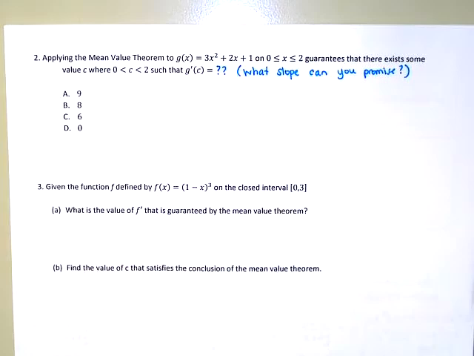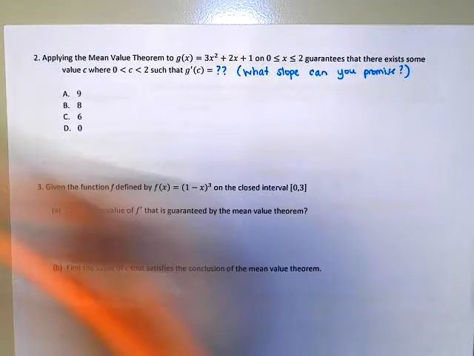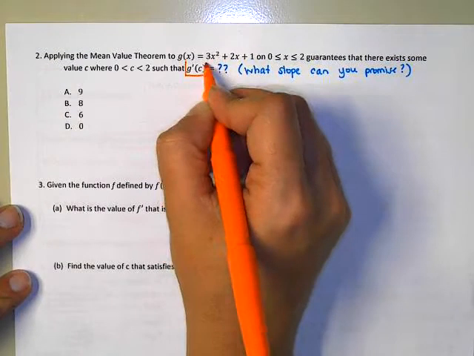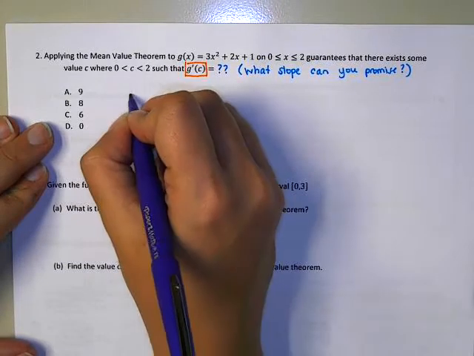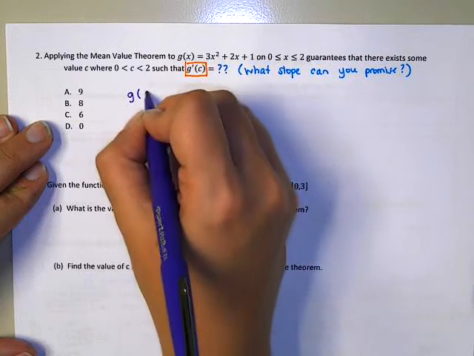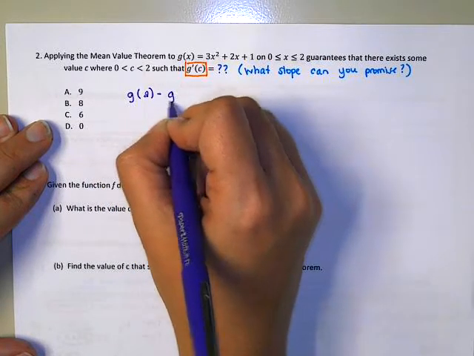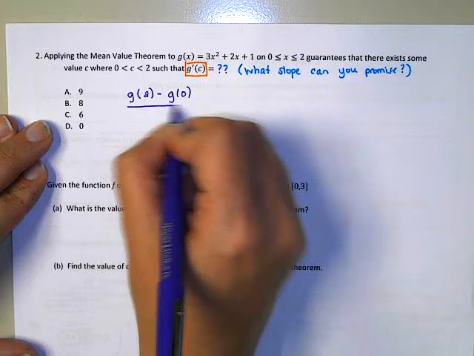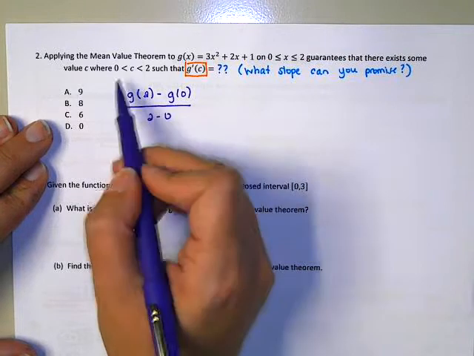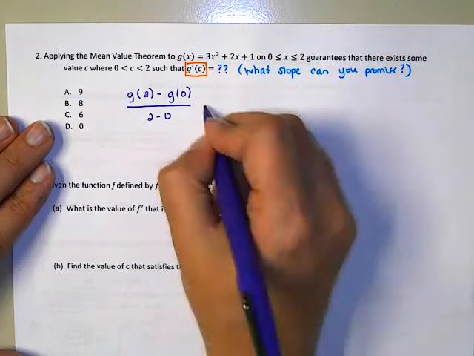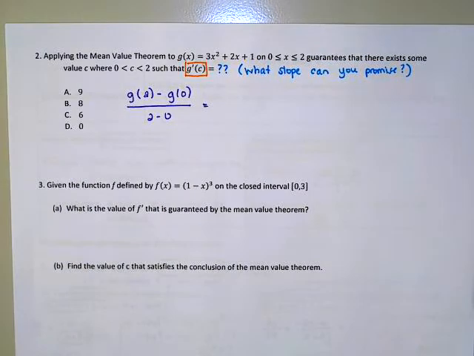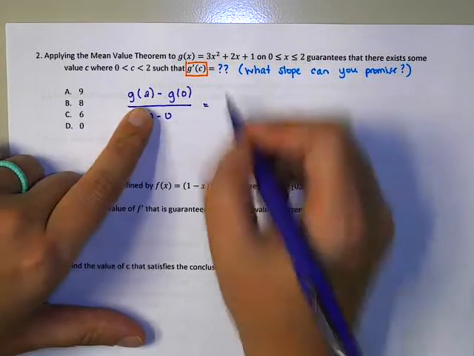Well, what the mean value theorem says is that I can promise you your derivative is equal to your average rate of change. So in other words, I can promise you that this slope is equal to g of 2 minus g of 0 over 2 minus 0, because those are the endpoints of my interval. To calculate this, to figure out what slope you can promise, I'm going to take the 2 and plug it in.